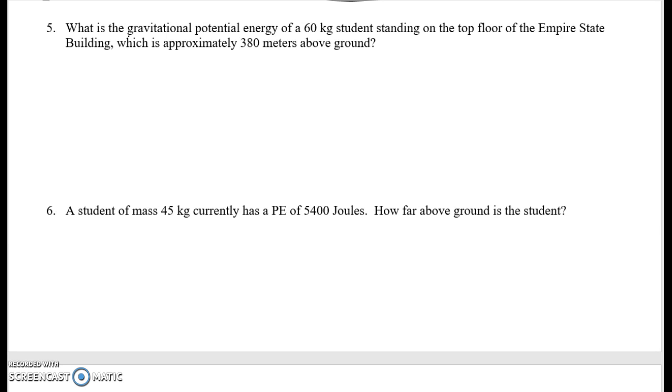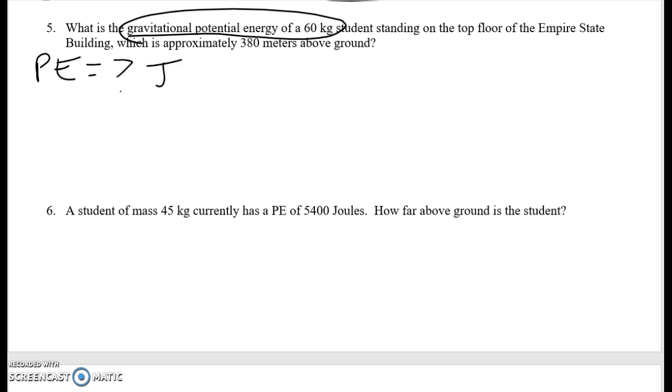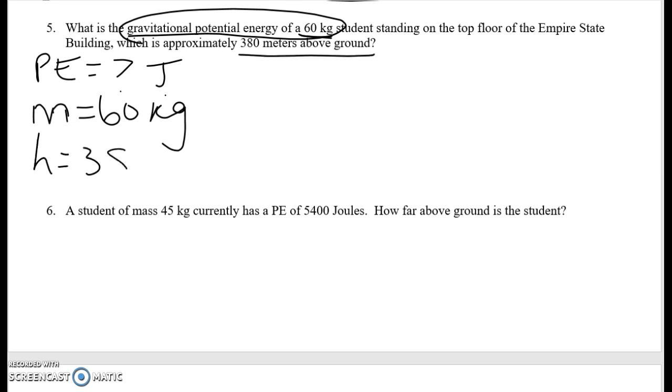So in the problem, they give me the gravitational potential energy. Well, they're asking me to find that, which is measured in joules. But they give me 60 kilograms. So kilograms is the units of mass. And they tell me it's 380 meters above the ground. So that's my height, measured in meters.